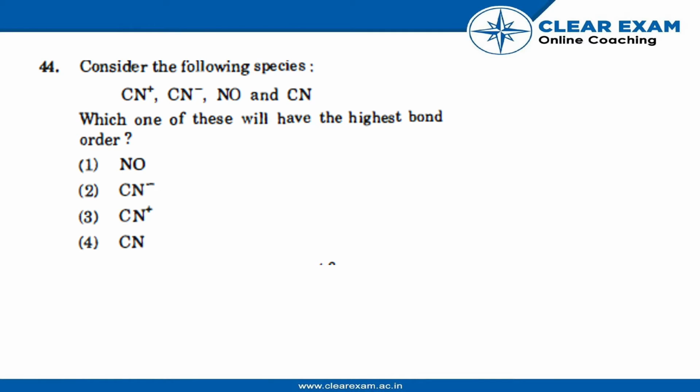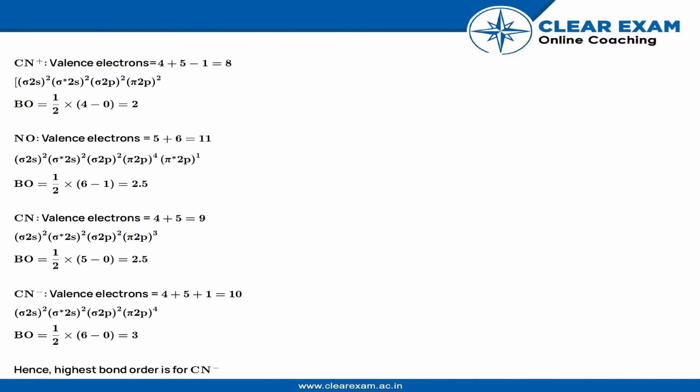Consider the following species: CN positive, CN negative, NO and CN. Which one of these will have the highest bond order? First is NO, second is CN negative, third is CN positive, fourth is CN. And now here we can see that CN positive.